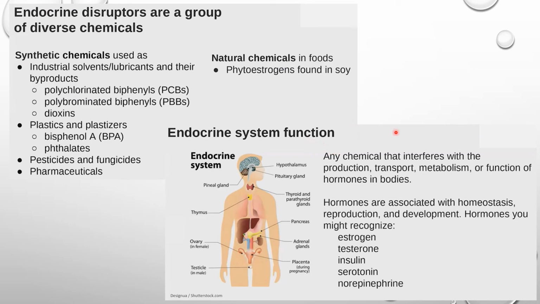So what do we define it as? It's a chemical that interferes with production of hormones, transport of hormones, metabolizing hormones, or even just the function of hormones in our body. Some of the hormones that you might recognize are here, like estrogen and testosterone. And endocrine disruptors can disrupt how they work.